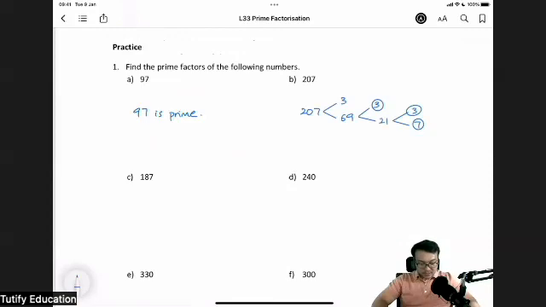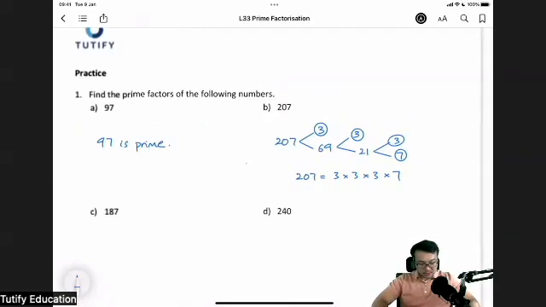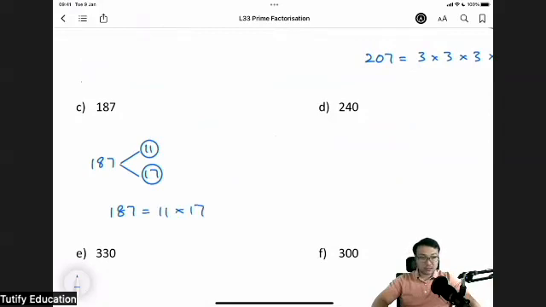So 97 is already prime, so we don't have to split it up. For 207, we split it up. We circle all the prime numbers. We get 207 equals 3 times 3 times 23. Okay, Talia, try one more. 187. 187 is 11 and 17. Very good. And these are already prime, so we can immediately write down 11 times 17. Thank you, Talia. Well done.